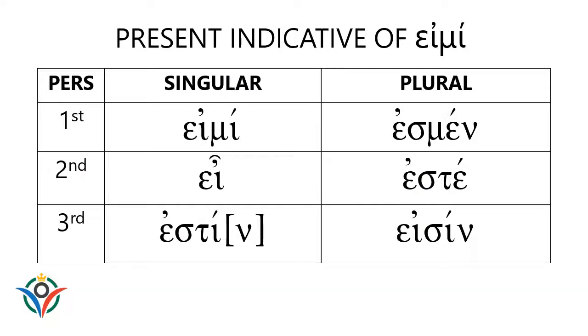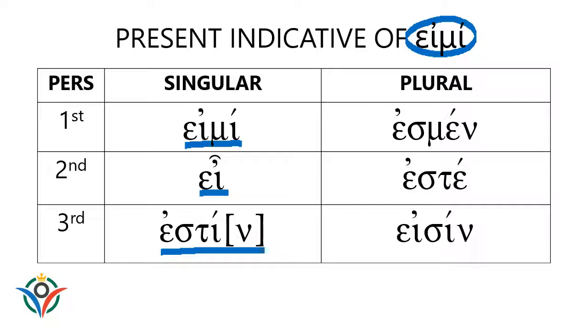So here are the present indicative forms of eimi. Let's go through these together. The first person singular is eimi. Second person singular is ei. Third person singular is esti with a movable nu.